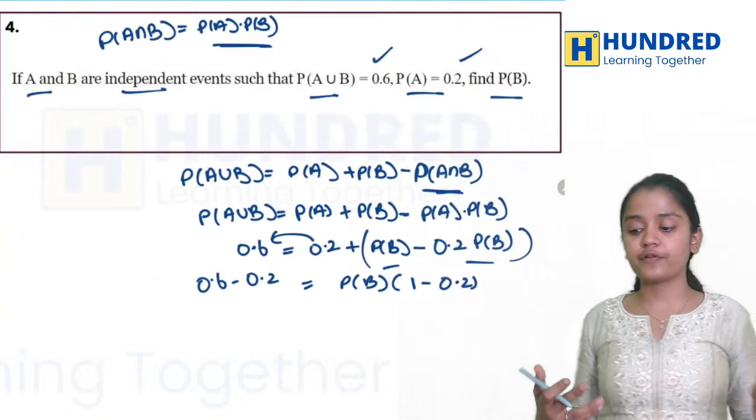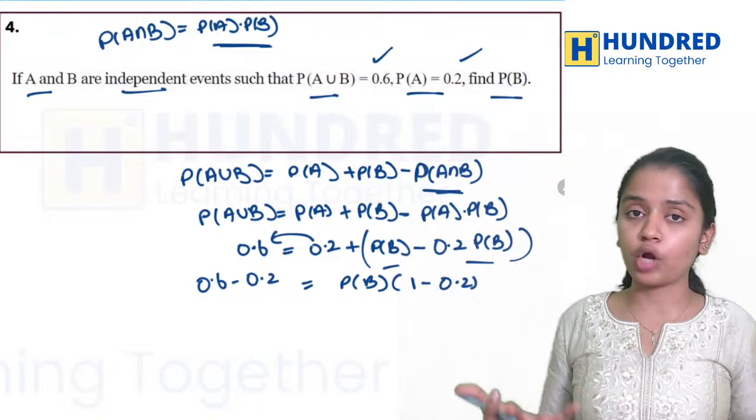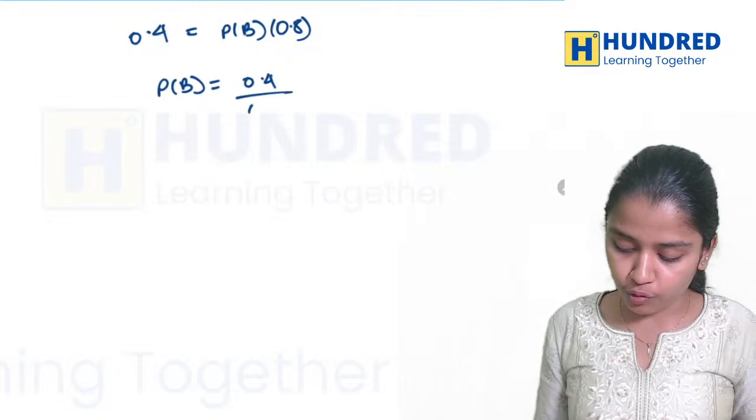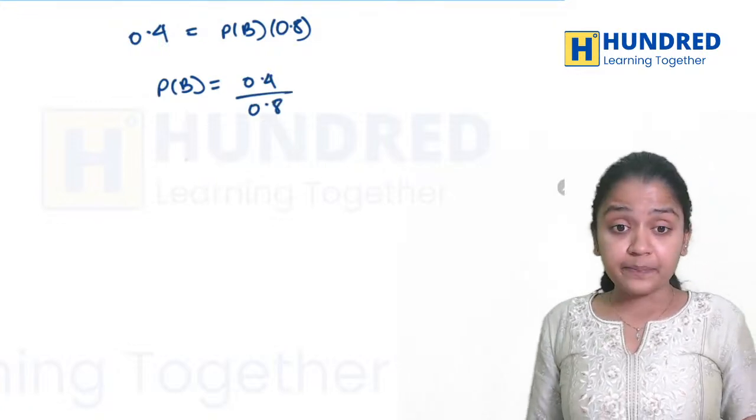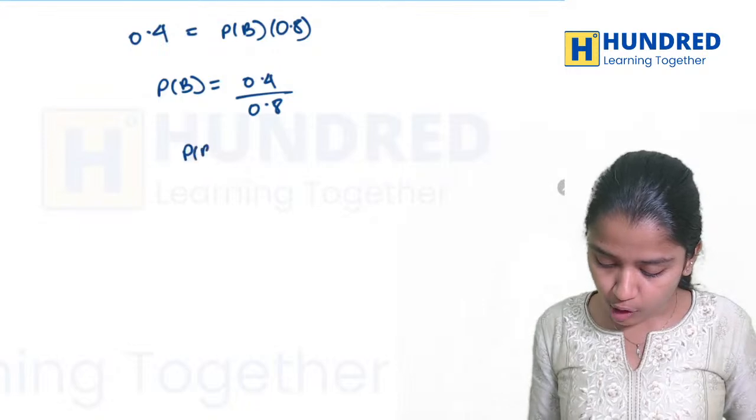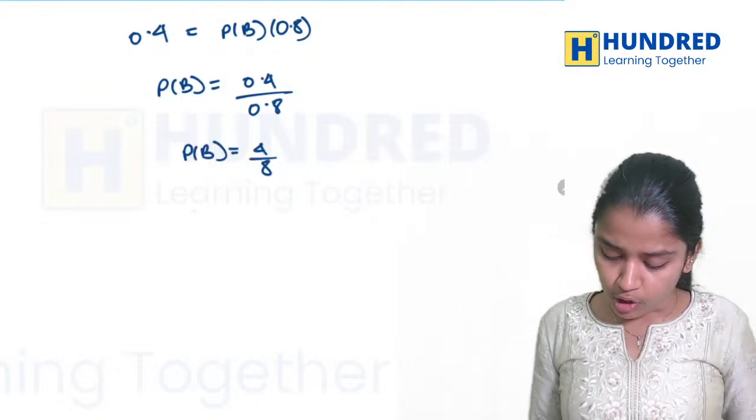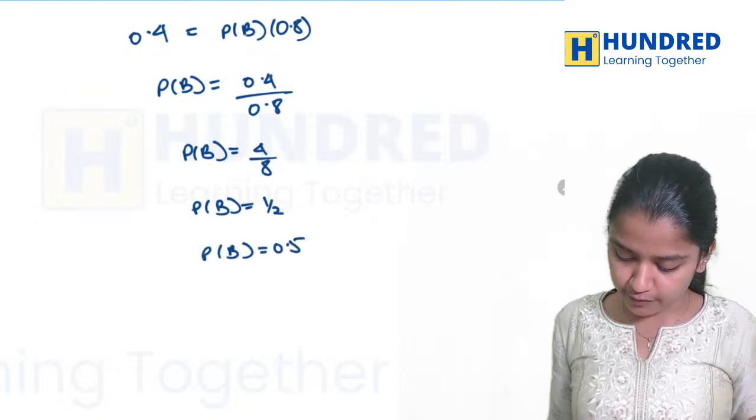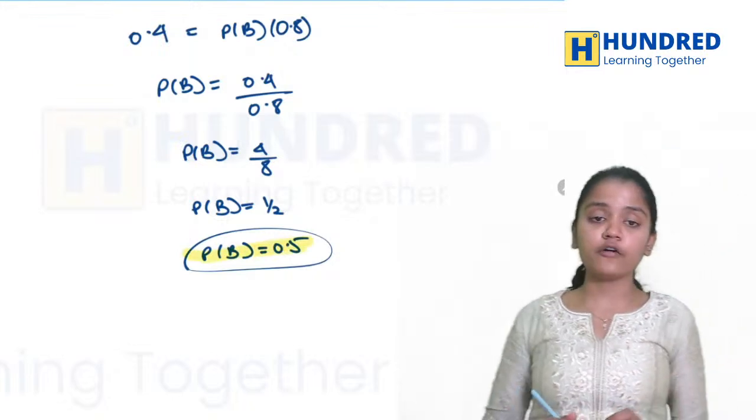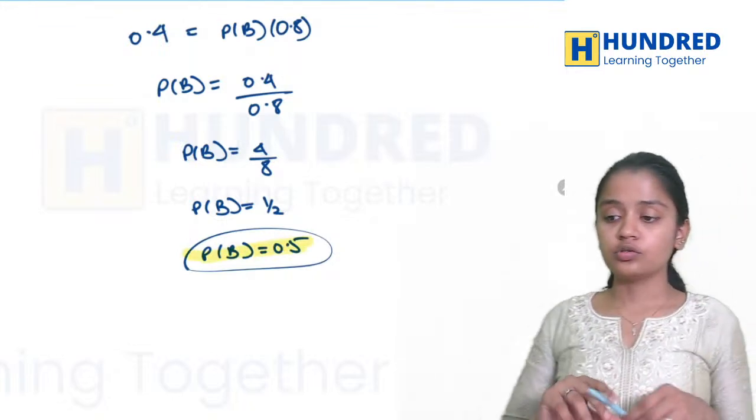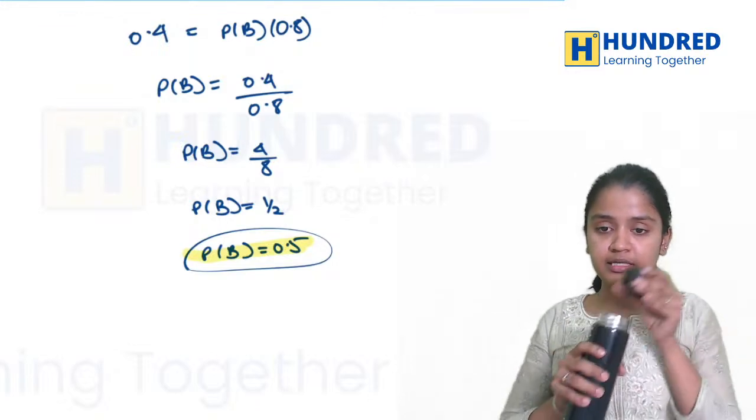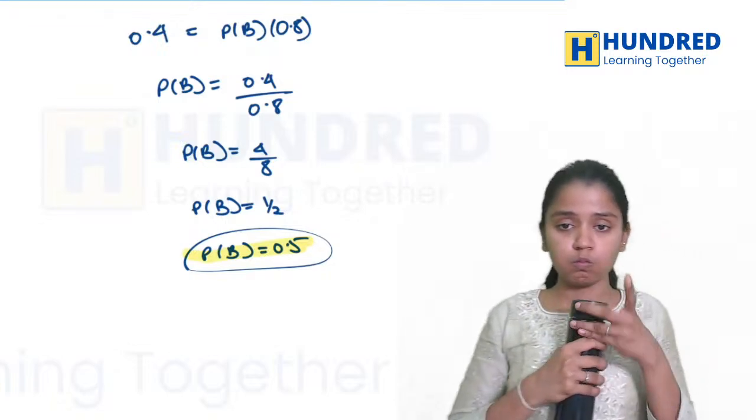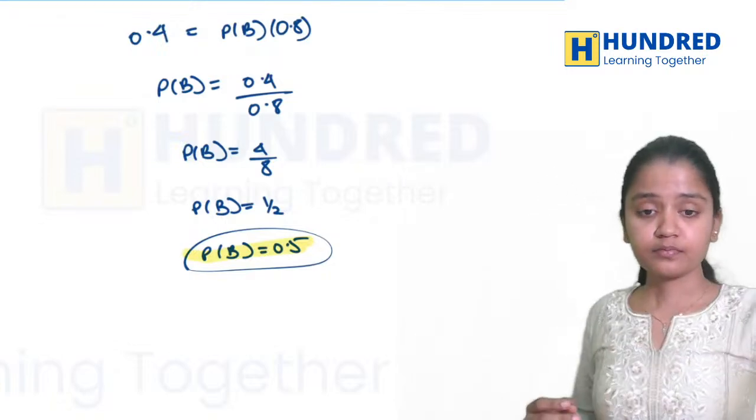So now what am I supposed to find? I'm supposed to find my P of B, which is nothing but the probability of B, right? So probability of B is nothing but 0.4 divided by 0.8. So P of B is nothing but 4 by 8, which is 1 by 2, which is 0.5. So this is my probability of B. Are you clear with it? Yes or no? Are you clear?